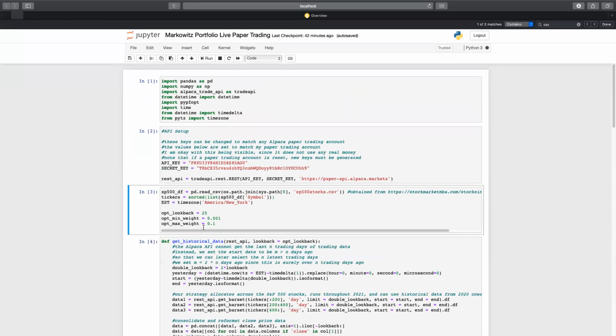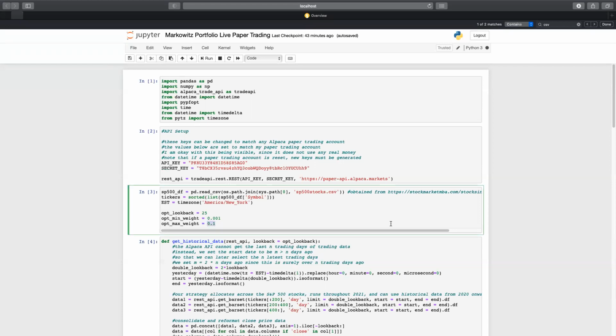And so from this, I actually got the optimal parameters of looking back 25 days, using a minimum weight of 0.001 and using a maximum weight of 0.1. So I've tested out my strategy on so many different parameter combinations, and I've come up with these as the ones that produce the best Sharpe ratio.